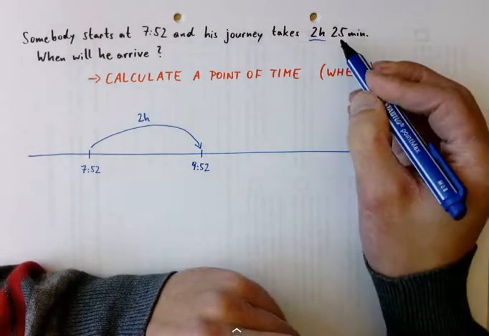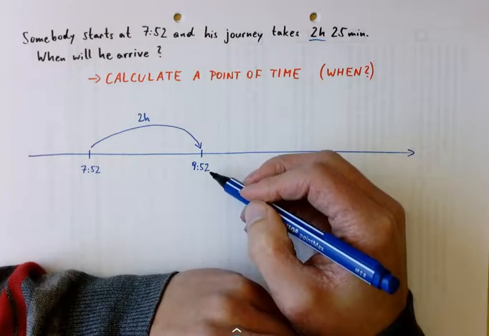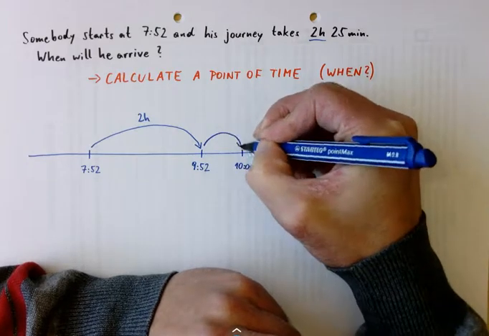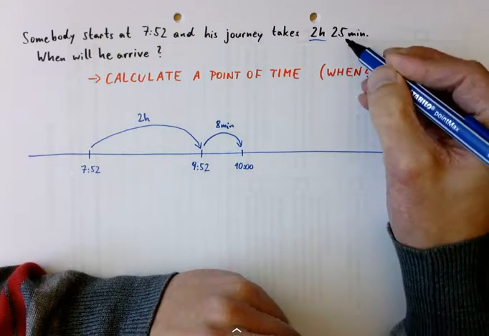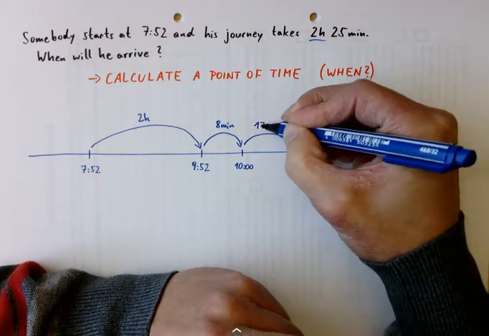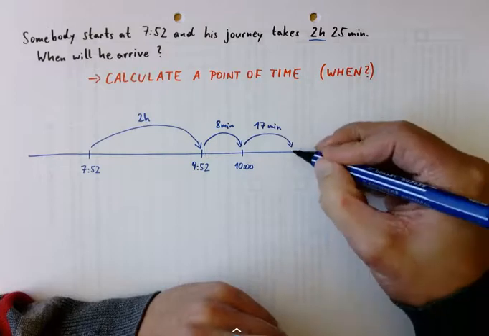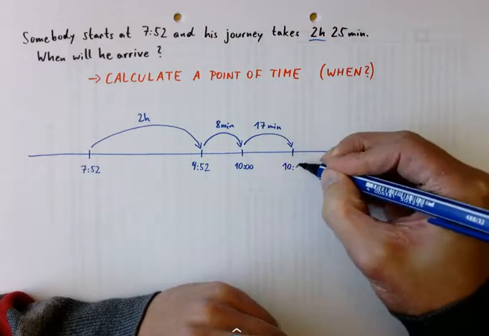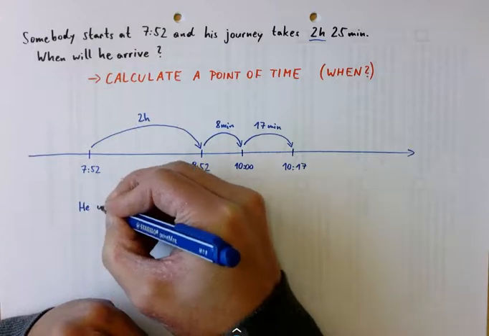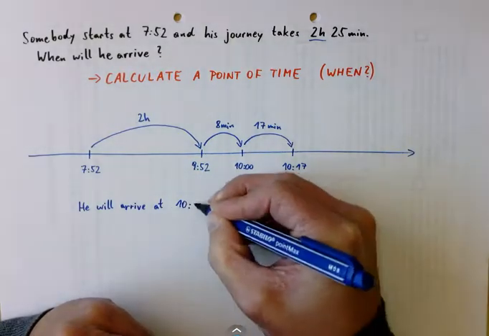So we have another 25 minutes, and now be careful because there are only 8 minutes until the next full hour from 9:52, because it's 10 o'clock and there are only 8 minutes. But we need 25 minutes. So we have 17 minutes left. So we need 17 more minutes. It was 10 o'clock before, 17 minutes added to this, and we will have 10:17, and that's the time when he will arrive. So the answer is he will arrive at 10:17.